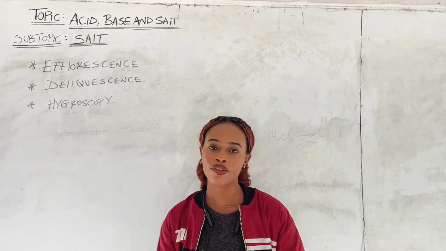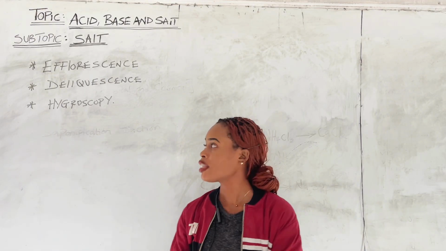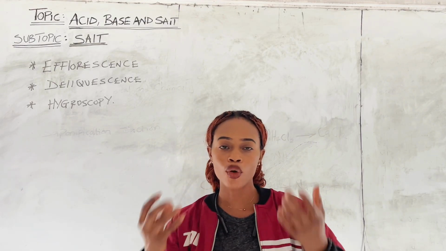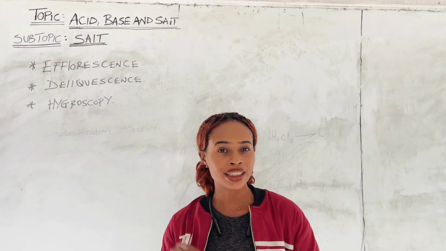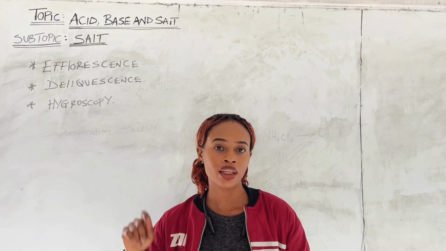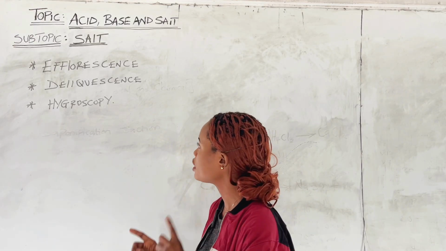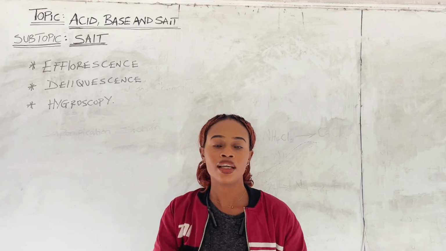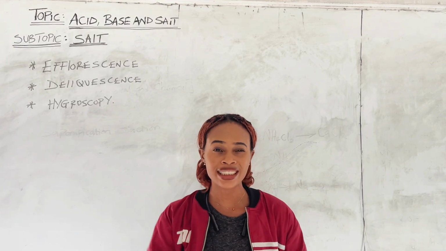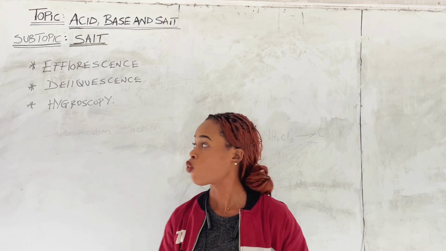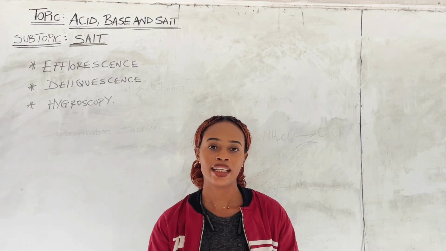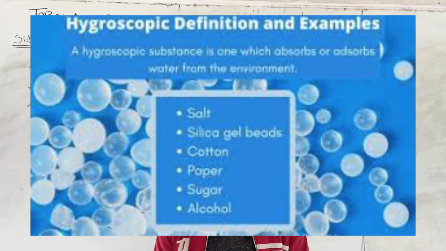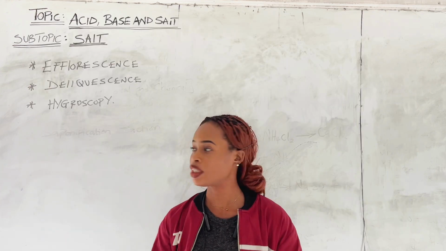Then lastly, we have what we call hygroscopy. Hygroscopic salts are those salts that absorb moisture from the atmosphere, but they do not form solution in them. So that is the difference between deliquescent and hygroscopic salts. Deliquescent salts absorb water and they form solution, while hygroscopic salts absorb moisture or water from the atmosphere but do not form solution. So you can see the difference between these two.